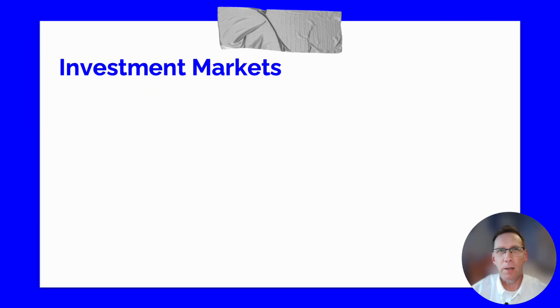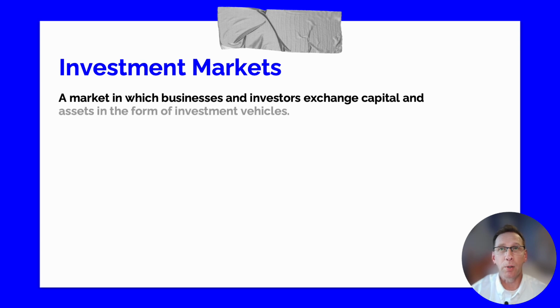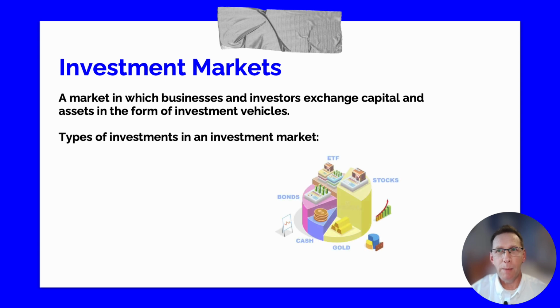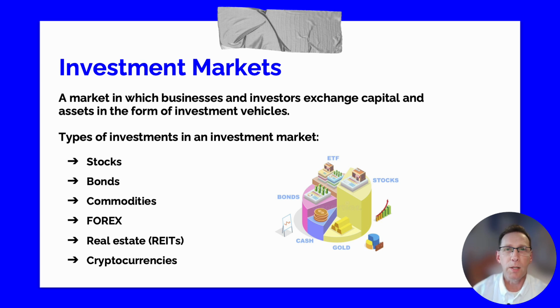First off, let's start with talking about investment markets. This is a market in which businesses and investors exchange capital and assets in the form of investment vehicles. There are different types of investments in an investment market: stocks, bonds, commodities, something called Forex, which I'll explain shortly, real estate or REITs, and cryptocurrencies. I'm going to talk about each one of these individually. Remember, these are markets where businesses and investors can put their money to gain capital.